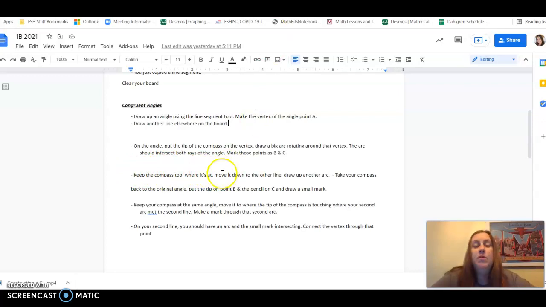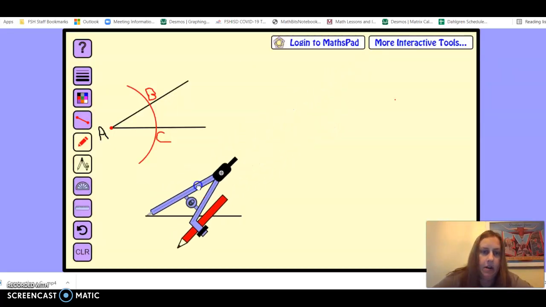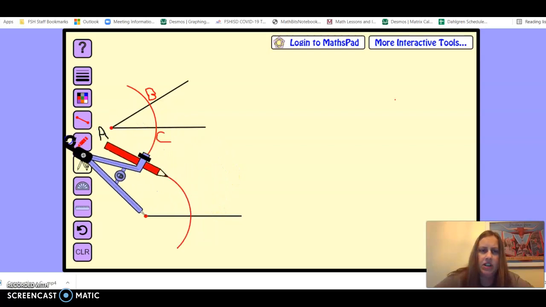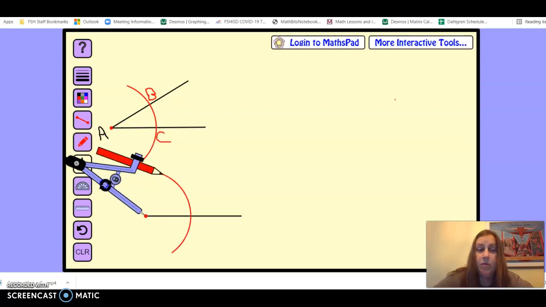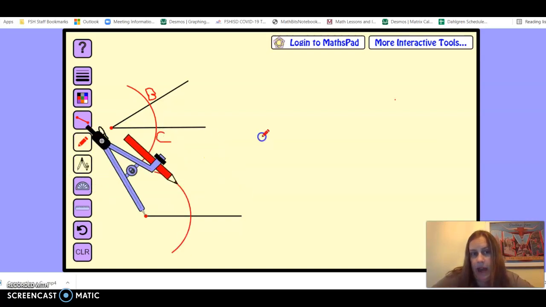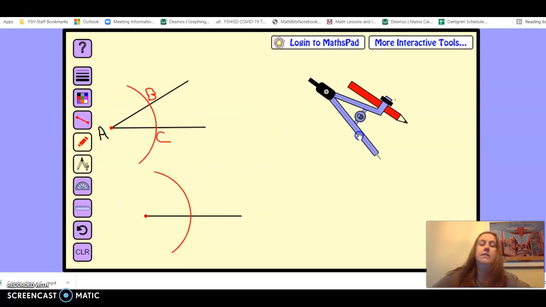All right, so going back, keep the compass tool where it's at, so basically lock it into place. Move it down to the other line and draw another arc. Okay, so we're going to basically do the same thing down here that we did up there, only this time we don't have that extra ray to go across, but we're just going to imagine that it would be there. So I think that would probably be enough to cover it. If you want to go full circle, you can. It doesn't matter. I just chose not to because all I need is really that one arc.